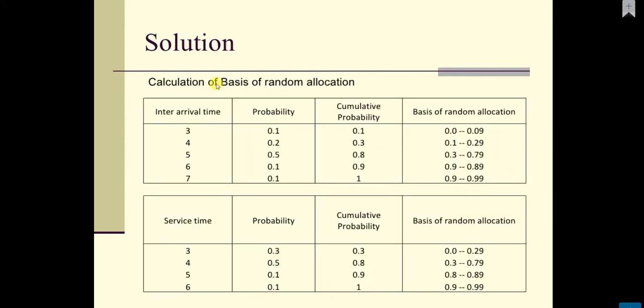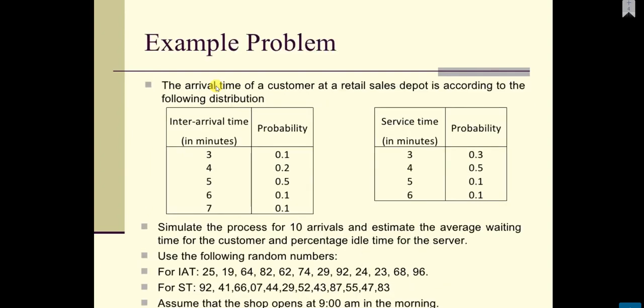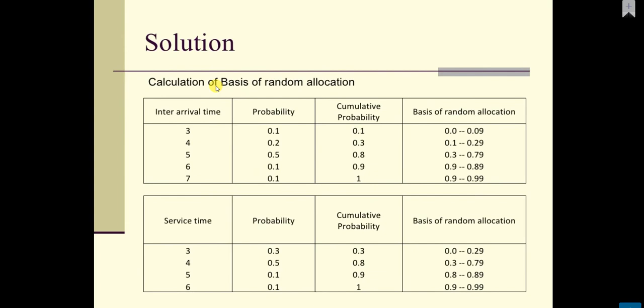So let's have a calculation here, on the basis of random allocation. For arrival time, we have a probability of 0.1 at the arrival time 3. So cumulative probability is 0.1, and the basis of random allocation is 0.02 to 0.09. All the random allocations have been mentioned here. Let's go back to the last slide. You can see the numbers which are from 00 to 99. All are two digit numbers, and these are the basis of the random allocation which has been done.